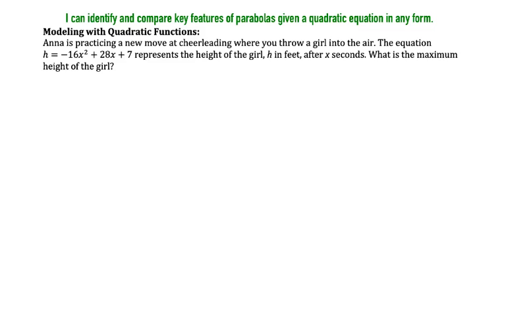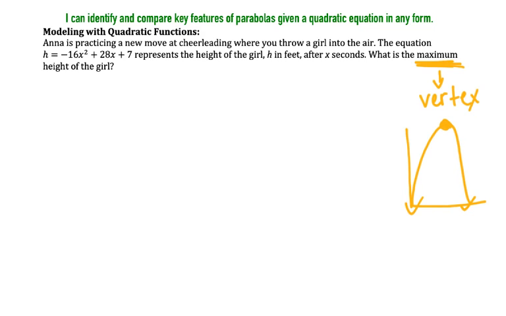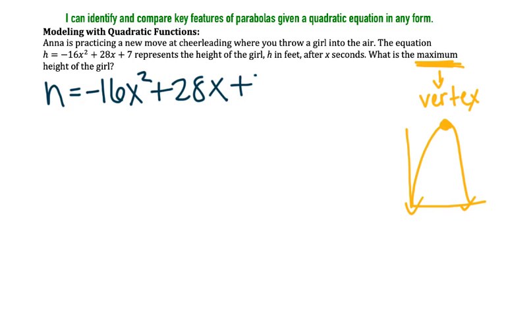So anytime they're asking for that maximum, they're really just asking us for that vertex because they're talking about the height. So if we think about this visually, we know it's going to look something like this. So they want the highest point, which is that vertex. So if I take an equation in standard form and I want to find the vertex, well, first I have to find the axis of symmetry.